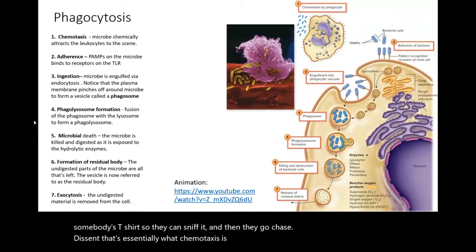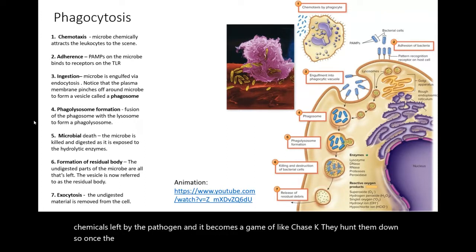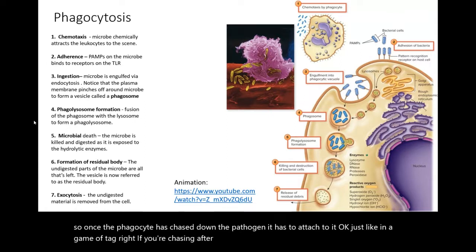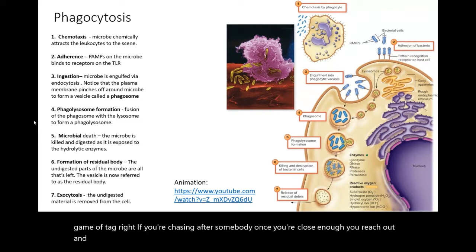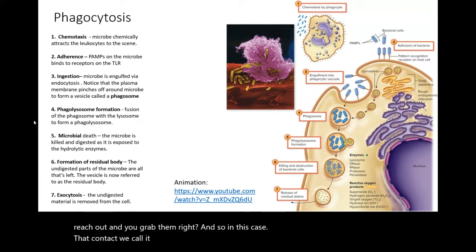The phagocyte is quote unquote sniffing out the chemicals left by the pathogen, and it becomes a game of chase. Okay, they hunt them down. So once the phagocyte has chased down the pathogen, it has to attach to it. Okay, just like in a game of tag, right? If you're chasing after somebody, once you're close enough, you reach out and you grab them, right? And so in this case, that contact, we call it adherence, they're attaching.